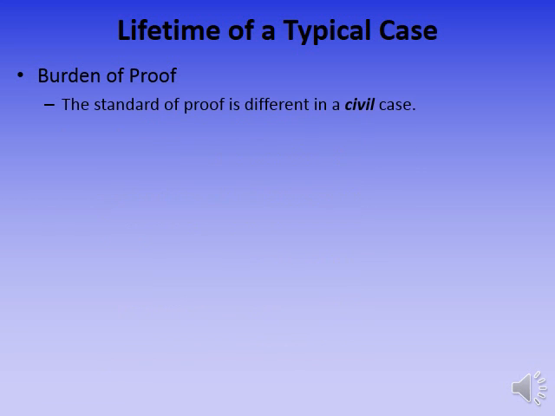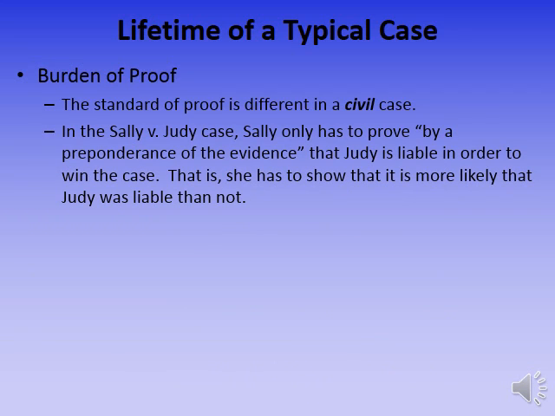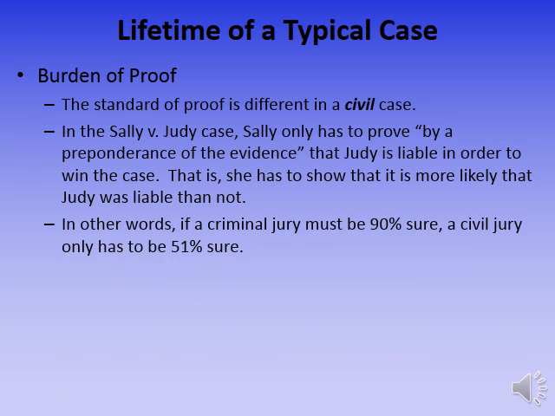However, the standard is very different in a civil case. When Sally is suing Judy, we have a different standard. It's no longer beyond a reasonable doubt. Sally has to prove by a preponderance of the evidence that Judy is liable in order to win that case. That just means she has to show that it's more likely than not that Judy was liable. So instead of 90% sure, a jury in a civil case only has to be 51% sure. If they're trying to figure out who to believe, Sally versus Judy, they may not be completely sure what happened, but if they think one is a little bit more believable than the other, that's who they're going to go with. And that's all they have to have to render a verdict.